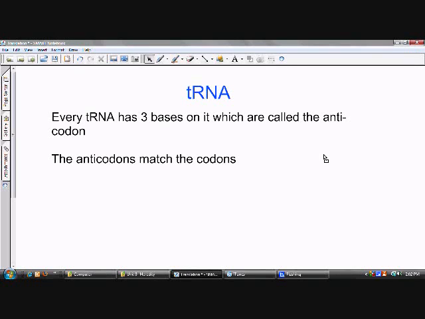It has every three bases on it, but its three bases aren't called a codon, they're called an anticodon. And those anticodons are going to be complementary matches with the codons. Remember how it works? C matches up with G and A will match up with U. Let's take a look at this for a second.